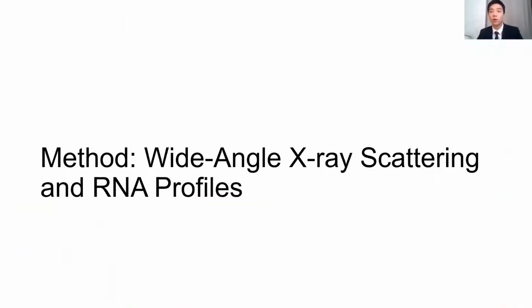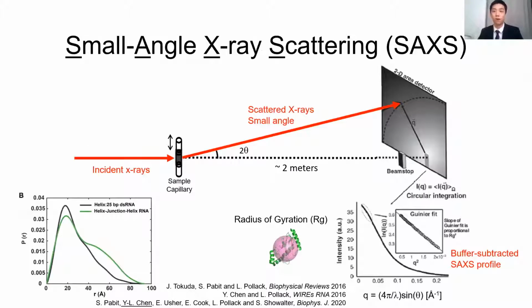Our method is known as solution X-ray scattering, which branches into small angle and wide angle. I will introduce small angle X-ray scattering first and move on to wide angle X-ray scattering, which will be the main focus of this talk. So, for starters, I want to talk about small angle X-ray scattering, which is SAXS, because this is a versatile and widely used experimental technique.